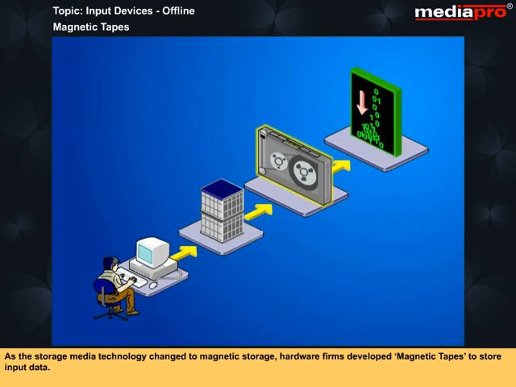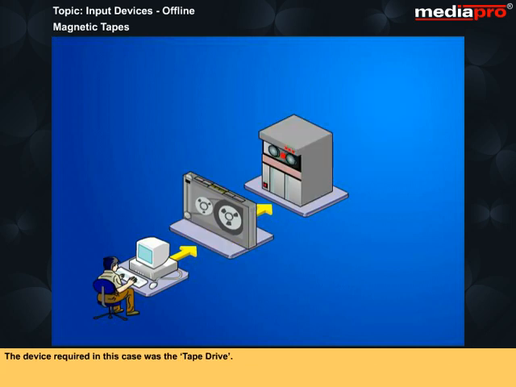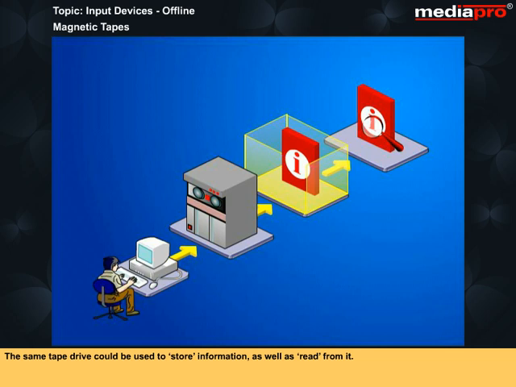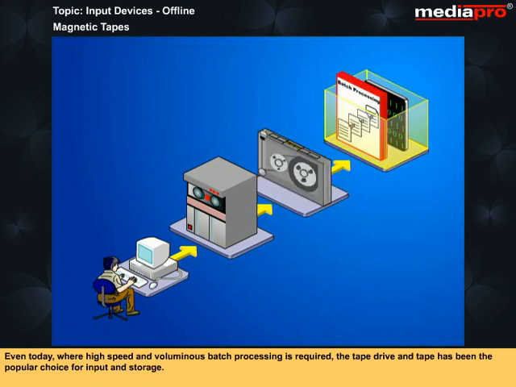As the storage media technology changed to magnetic storage, hardware firms developed magnetic tapes to store input data. The device required in this case was the tape drive. The same tape drive could be used to store information as well as read from it. Even today, where high-speed and voluminous batch processing is required, the tape drive and tape has been the popular choice for input and storage.